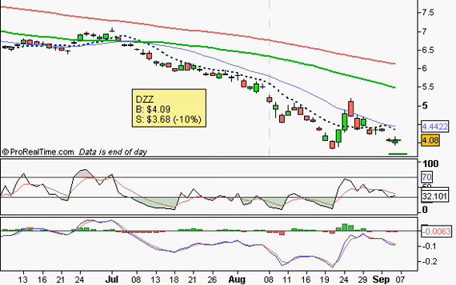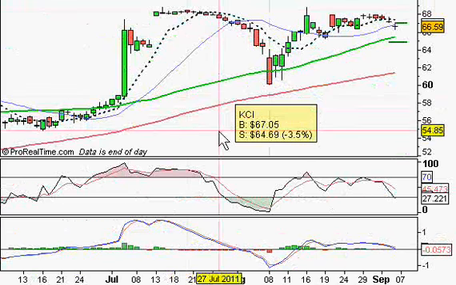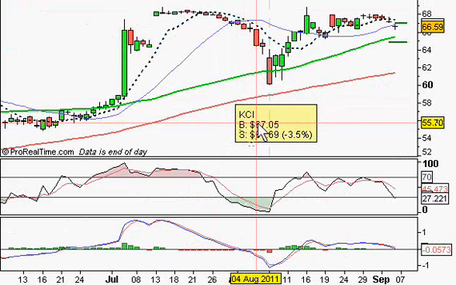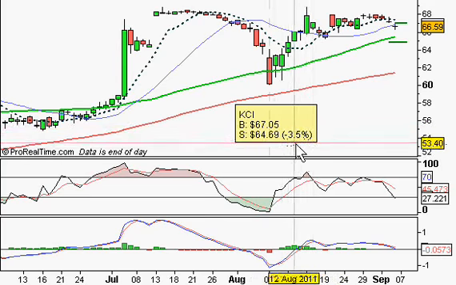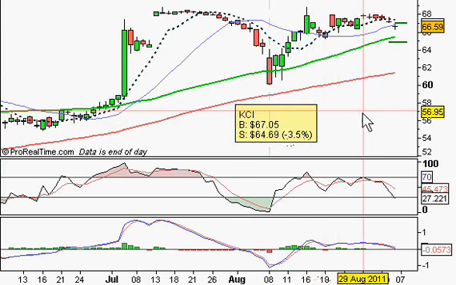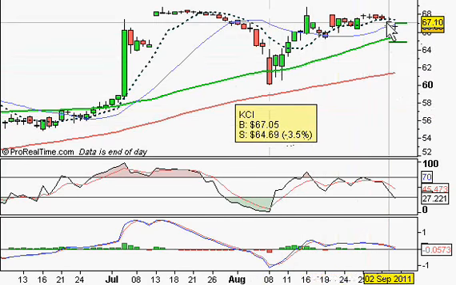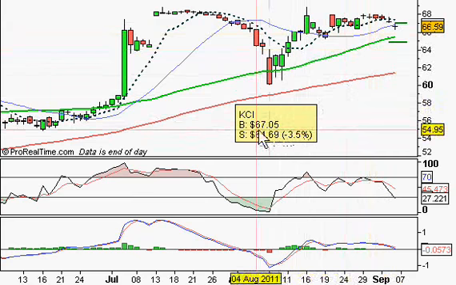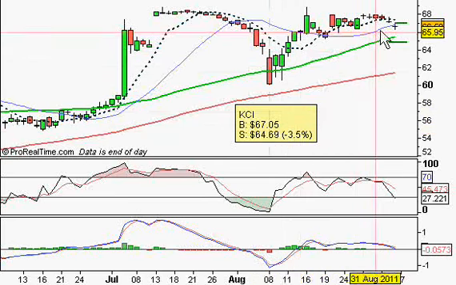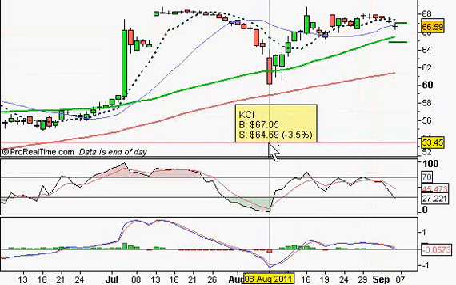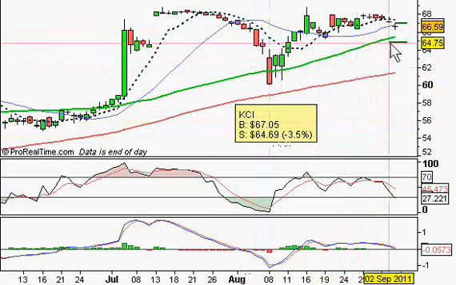Now, new idea. I just did a scan, and this is what we find. KCI. This one's a medical equipment company. Very low risk, 3.5. So consider entering at the high of today, 67.05, with the exit 64.69, which is right down here.